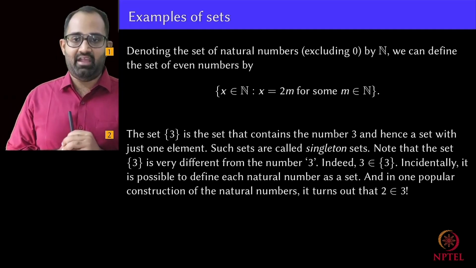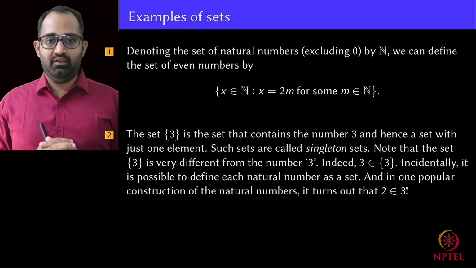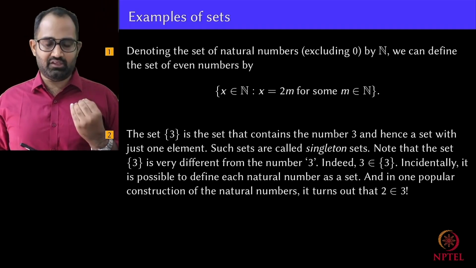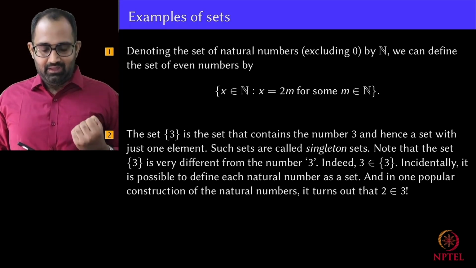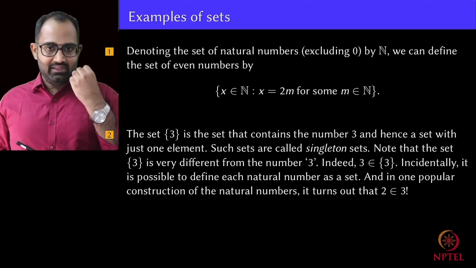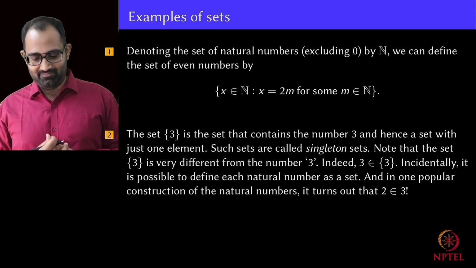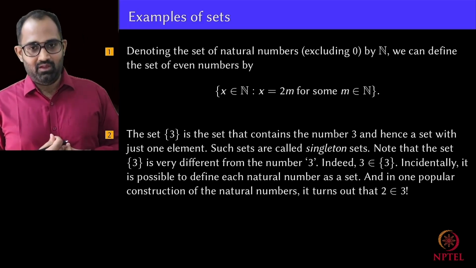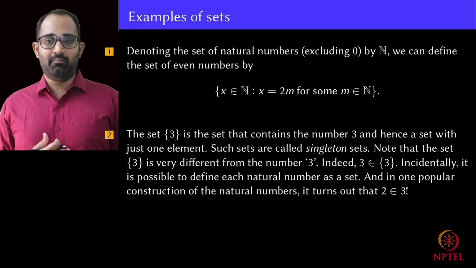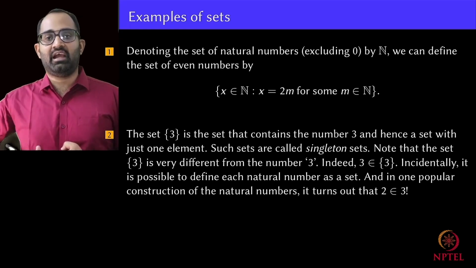One thing you should be aware of, there is a way to construct natural numbers starting from basic set theory, and in one such construction, each natural number will be a set, and in that popular construction, 2 will be an element of 3, right? So that is really interesting. You can construct the natural numbers in such a way that the natural number 2 is an element of the natural number 3.